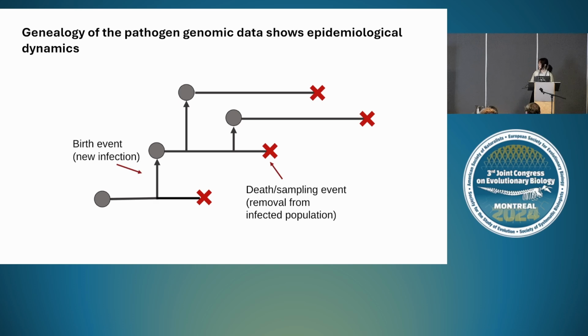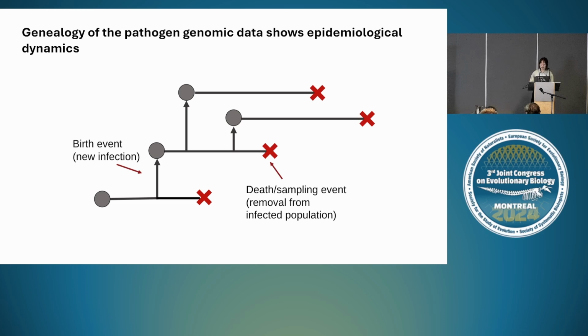If we think about this process forward in time, we represent these gray circles as the hosts. When a host infects another host, that will be shown as a branching event on the genealogy of the pathogen, because the pathogen in the original host body will plant an offspring of this pathogen into another host body. So that will be shown as a birth event on the genealogy. And when this host is being sampled or removed from this epidemic, it will be shown as a termination event, shown by this red cross.